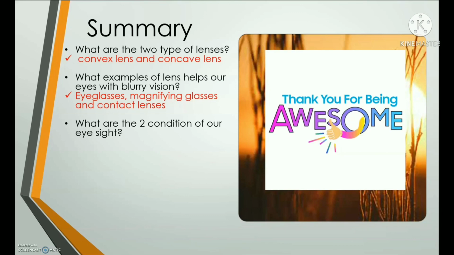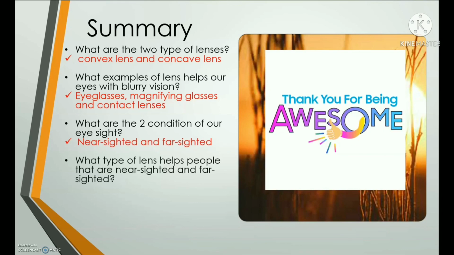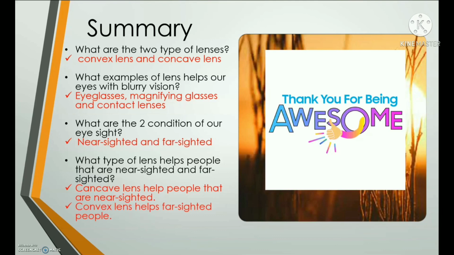What are the two conditions of our eyesight that we mentioned in this topic? Very good. Nearsighted and farsighted. And what type of lens helps people that are nearsighted and farsighted? Very good. Concave lens helps people that are nearsighted. Convex lens helps farsighted people.